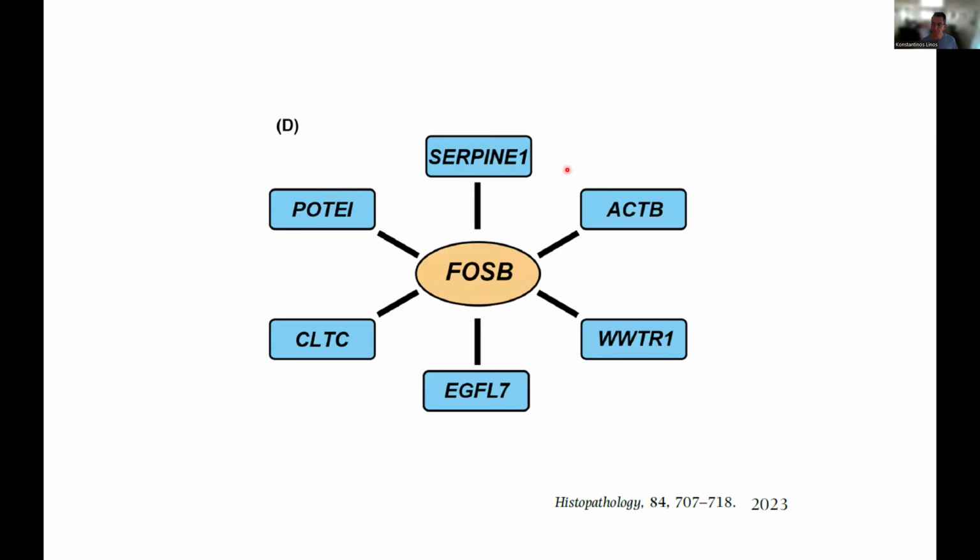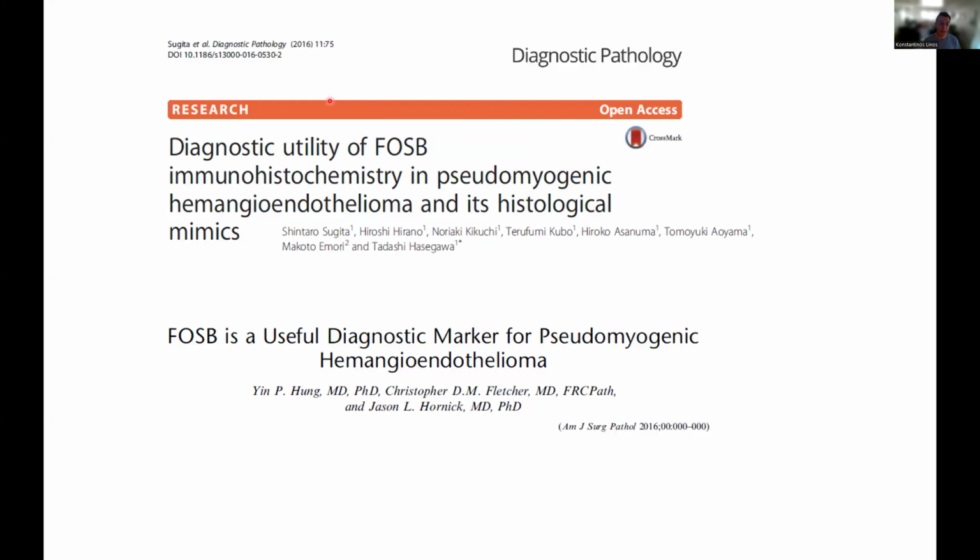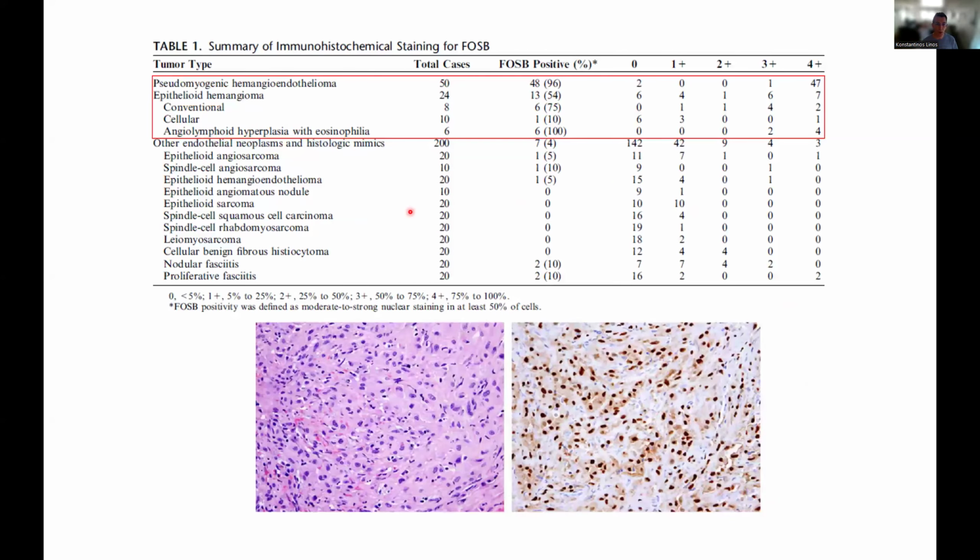And the molecular pathogenesis has shown FOSB fusions with a bunch of different partners. SERPINE1 and ACTB are the most common partners. And now we have a diagnostic marker. We have an immunohistochemistry for FOSB that people looked at specifically for pseudomyogenic hemangioendothelioma, and it works really well. It was about 96% positive in pseudomyogenic hemangioendothelioma with good crispy nuclear expression.